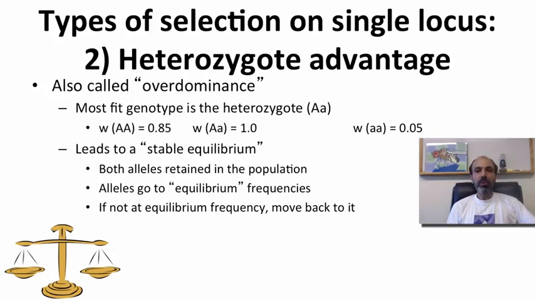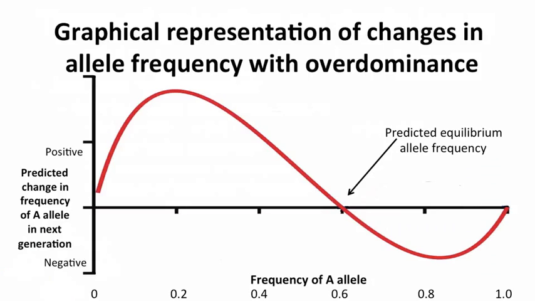Now let me show you a graphical representation of that. Here it is: a graphical representation of changes in allele frequency associated with overdominance. On the x-axis, I have the frequency of the big A allele, and on the y-axis, I have the predicted change in frequency of the big A allele next generation. Don't worry about this too much if you're not exactly following, but this just depicts the same sort of thing.